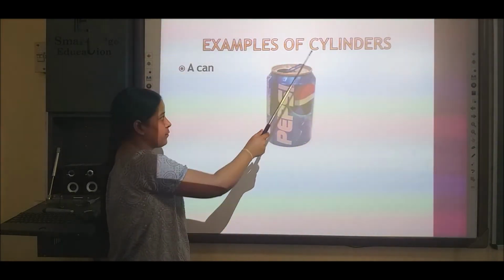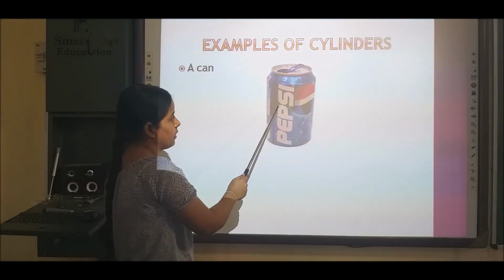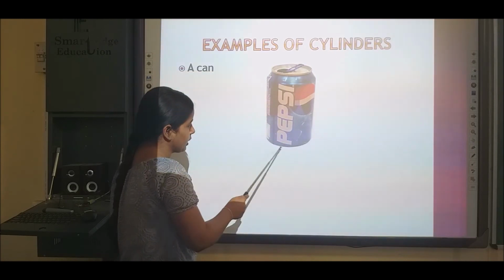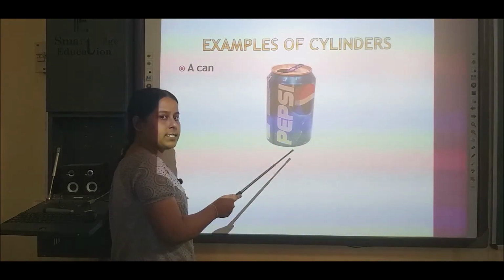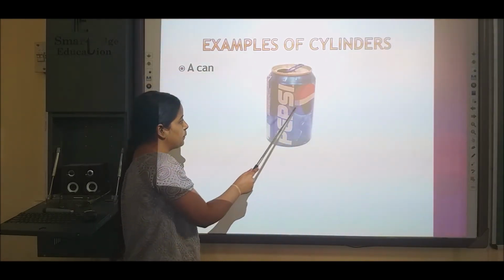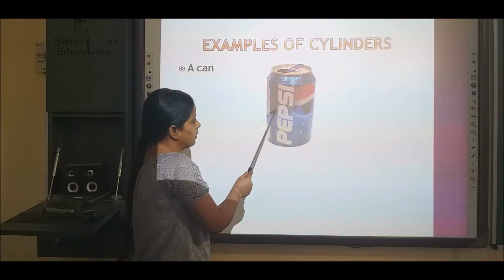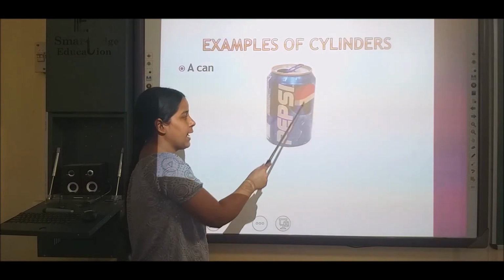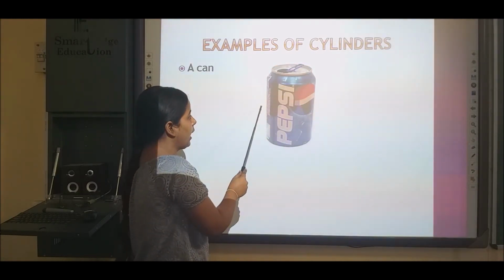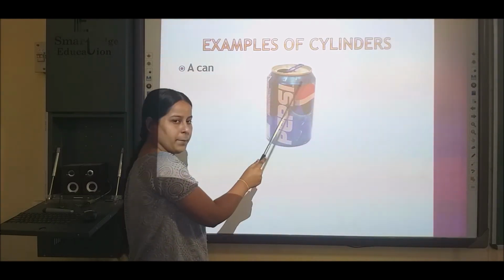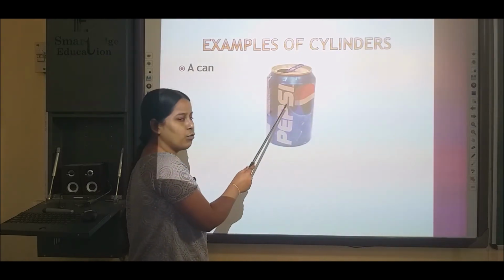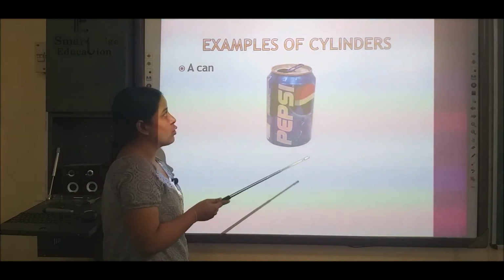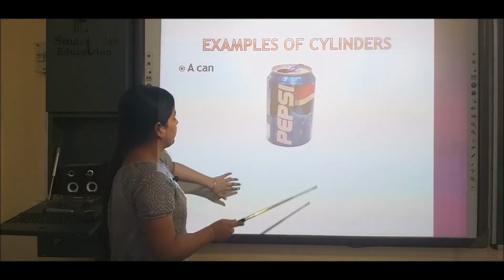Examples of cylinders. First is a can. There is a circle and this shape is also a circle. So these are two flat circular faces, and that middle part is one curved surface. So it has three surfaces and two edges which do not meet each other. So it has no corner. Another example is a candle. Candle is also in cylinder shape.